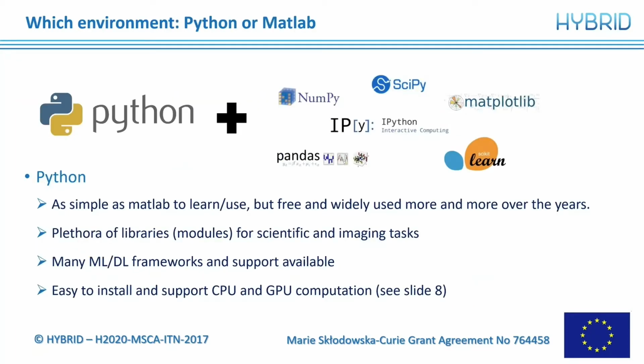Instead, the use of Python has been growing exponentially over the years, and there are many packages online that can be used for scientific and for imaging tasks. And also there are machine learning frameworks that can be used with Python. It's quite easy to install, and it supports CPU and GPU computation, which can be quite important. And it's very heavily used by the general community, so you will be able to find a lot of help online or projects to compare with yours or use as templates for you to start your own project.